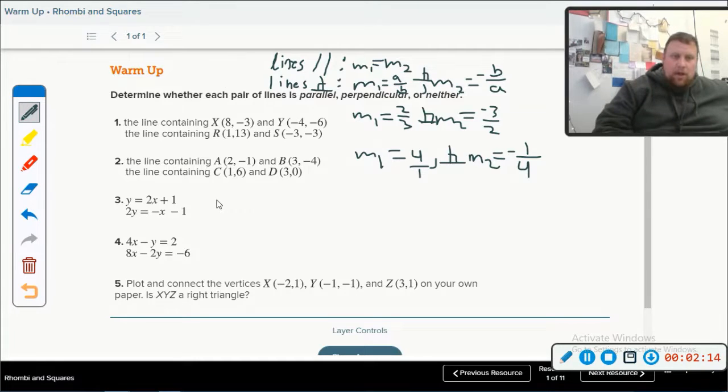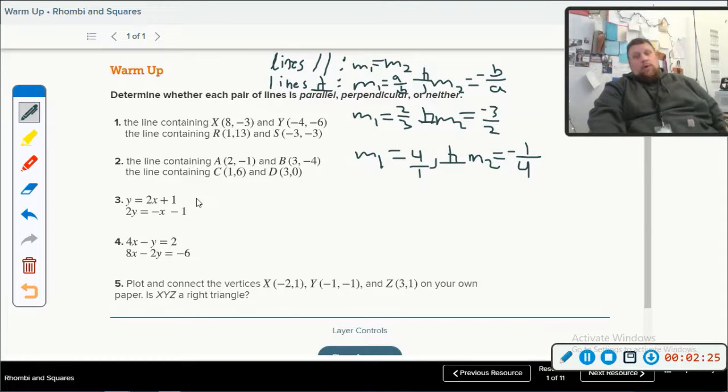Use that, find these slopes, see which ones are either parallel. Parallel means same slope, perpendicular means negative reciprocal slopes. And other than that, we will roll. Ready, set, go.